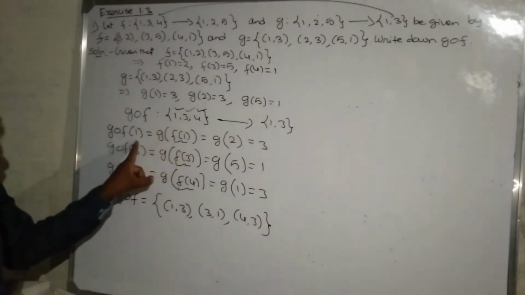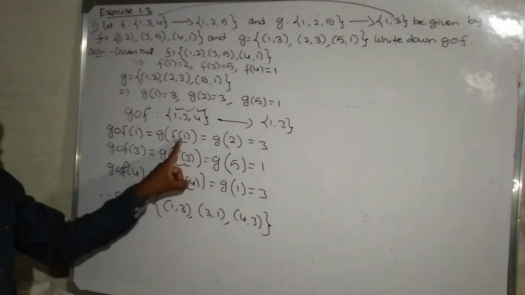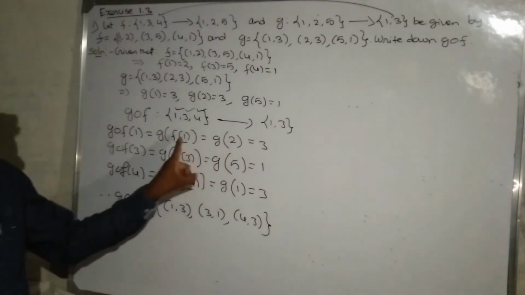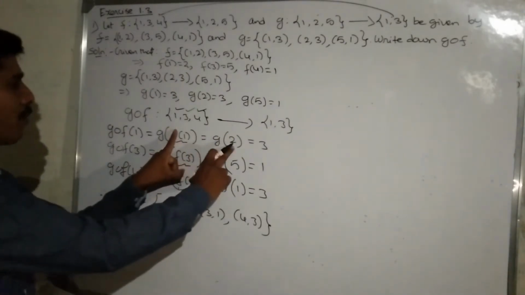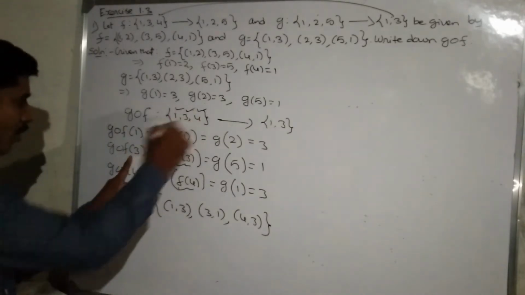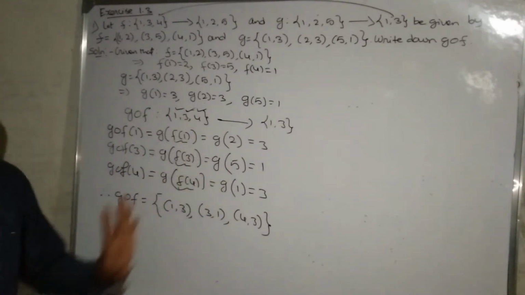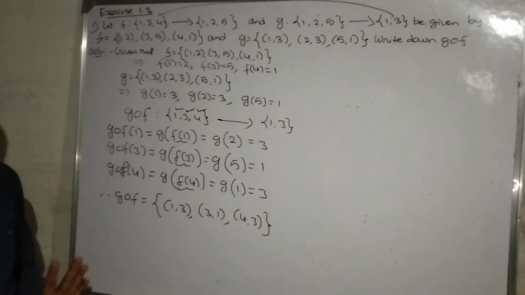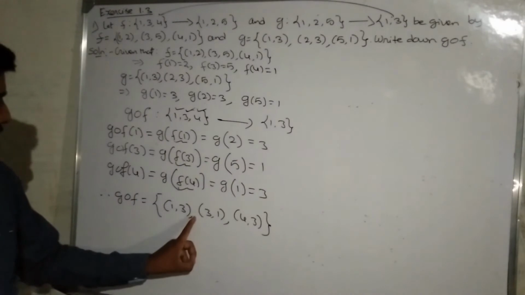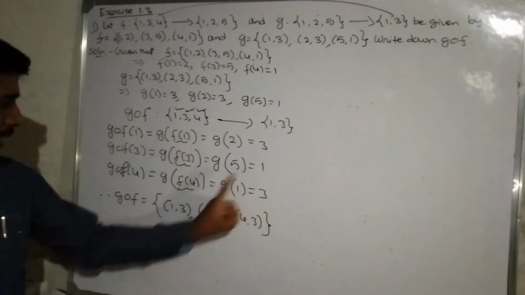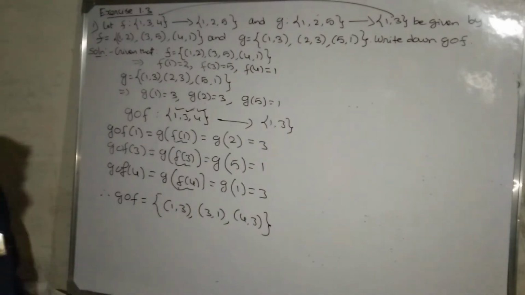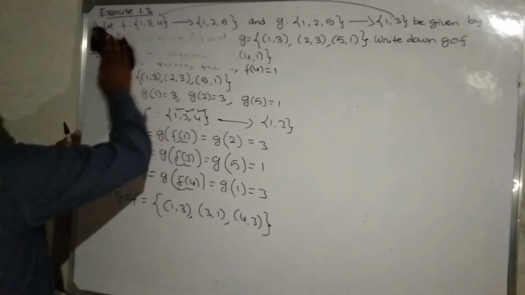GOF of domain element 1 can be written as G of F of 1. Substitute the F of 1 value, here 2. Then G of 2 has value 3. Similarly, GOF of the second domain element 3, you can find this. Next, GOF of 4. Finally, write GOF equal to {(1, 3), (3, 1), (4, 3)}. Go to the next problem.